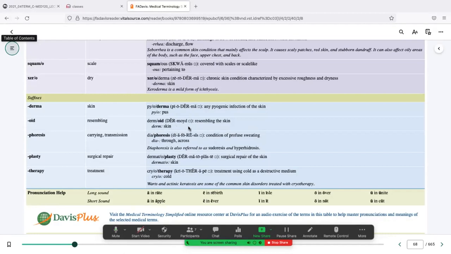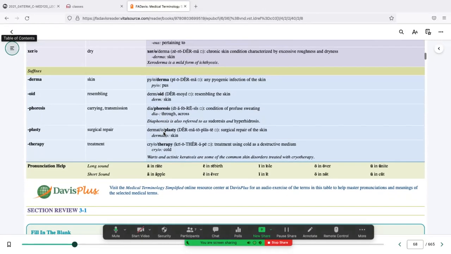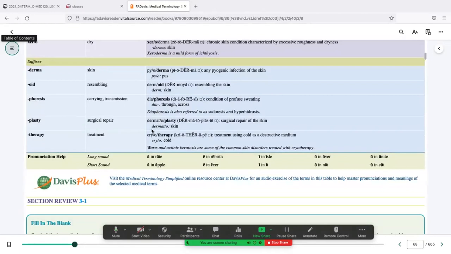Dermoid. So a dermoid cyst looks like skin, but it isn't. Same thing in the case of that pilonidal cyst that we just mentioned. It looks like skin, it looks like hair, but it isn't. That's why the suffix oid means resembling. Diaphoresis, we already talked about that. That means hidrosis or hyperhidrosis, a condition of excessive or profuse sweating.